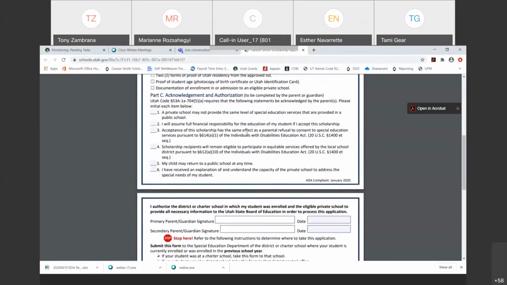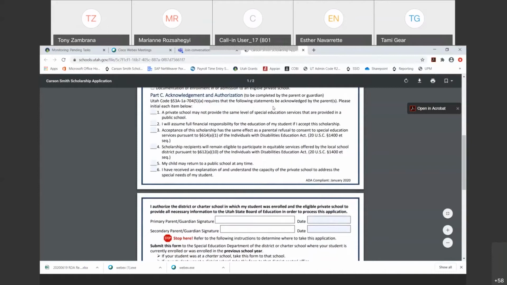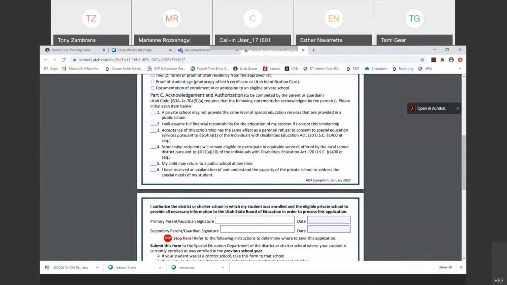Part C, you're going to check these areas and make these acknowledgements or authorizations. This is to be completed by the parent or guardian, and it requires that the following statements be acknowledged by the parent. They can initial each of these. Sometimes we've seen people put check marks. Please do initial it, put your initials there. One, a private school may not provide the same level of special education services that are provided in a public school. So the parents are acknowledging and accepting that the level of services may or may not be the same as what's available to them from public school.